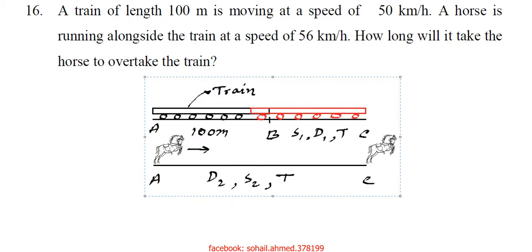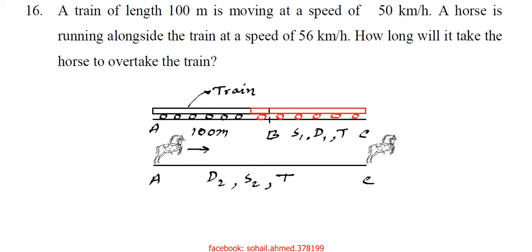Here, this is the train. Its length is 100 meters. That is, AB is 100 meters, the length of the train. It travels, say, d1 distance from B to C. Its speed is s1. s1 is 50 km per hour, and it took time, say, t seconds.